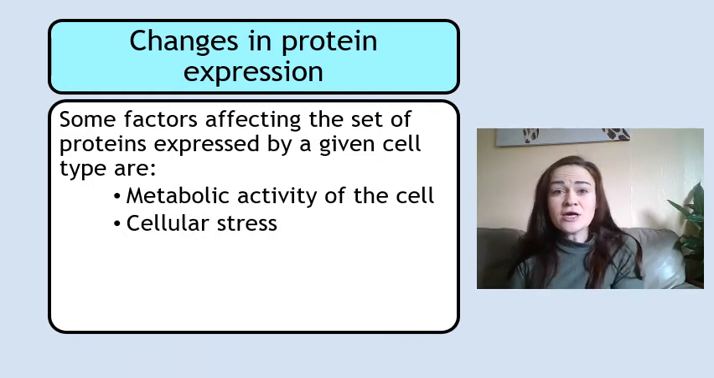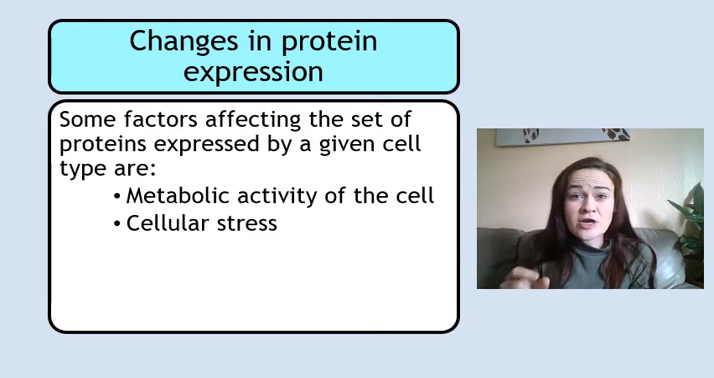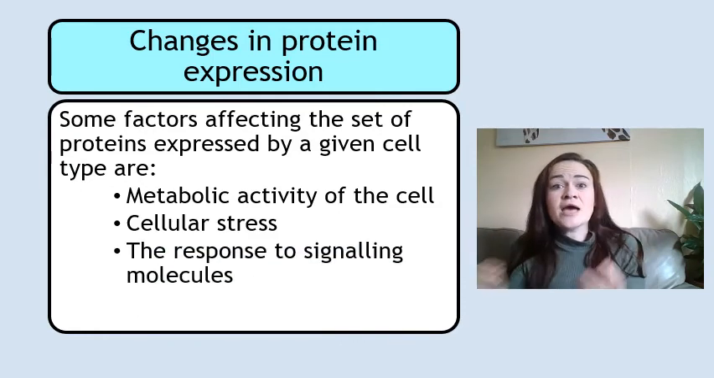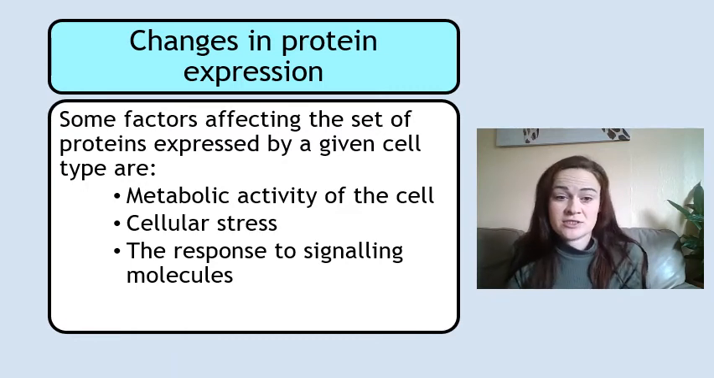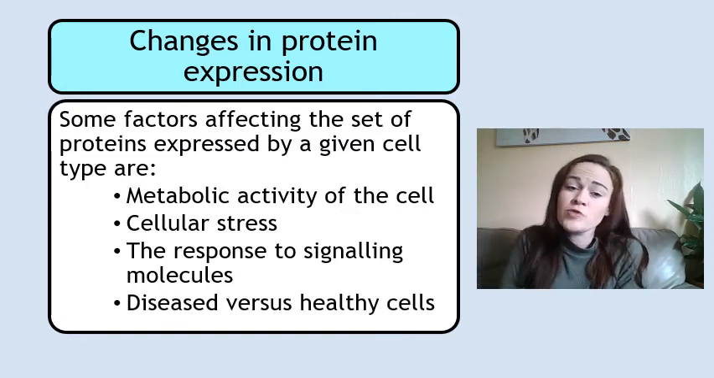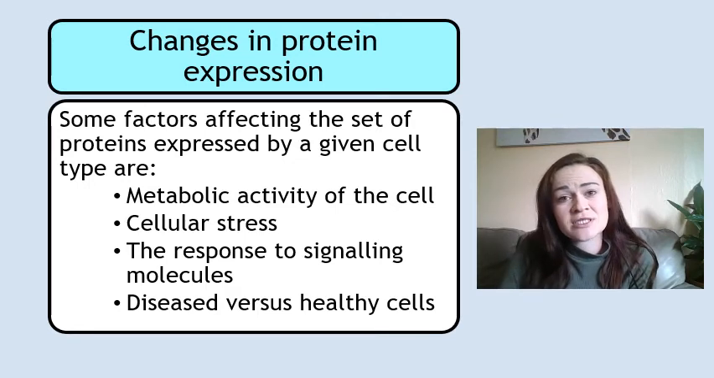Is it under cellular stress? When there's cellular stress, there'll be certain hormones and chemical cues and signals that are given off. Gene expression will respond to this. It's going to respond to signaling molecules as well as chemical cues. And of course, if you've got a diseased cell versus a healthy cell, there's going to be a different set of proteins that are being expressed there as well.